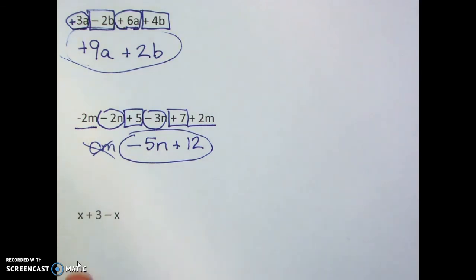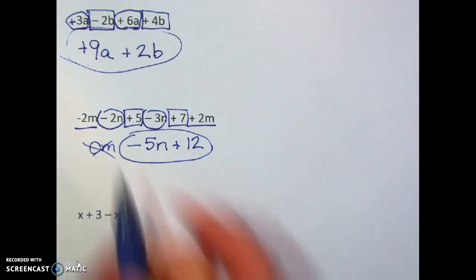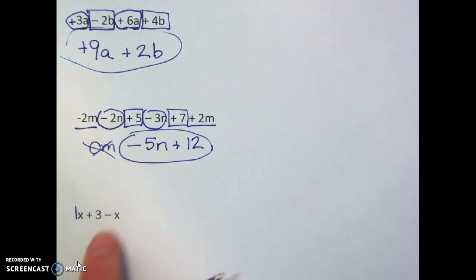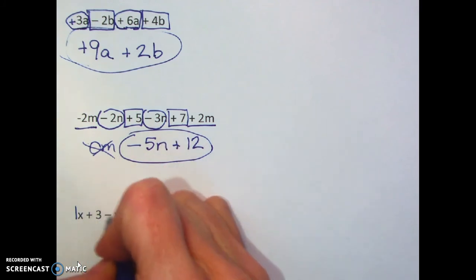All right, finally on this last one, there's no number in front of this x. So what does that mean is in front of it? What's the coefficient of this x? Right, it should be a 1. What's the coefficient in front of this x? Not 1, but negative 1. That sign goes with it.